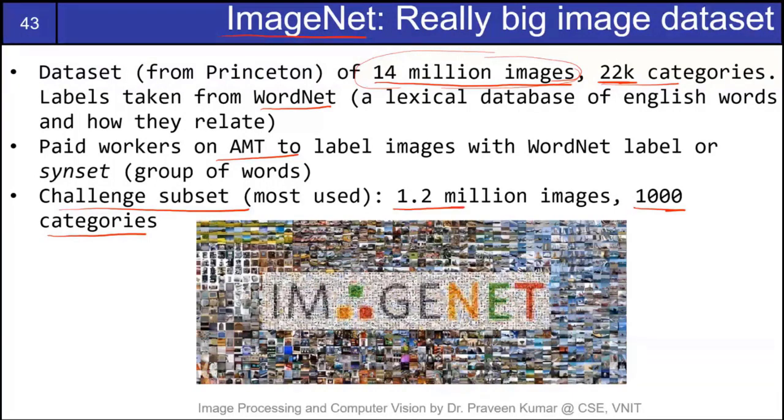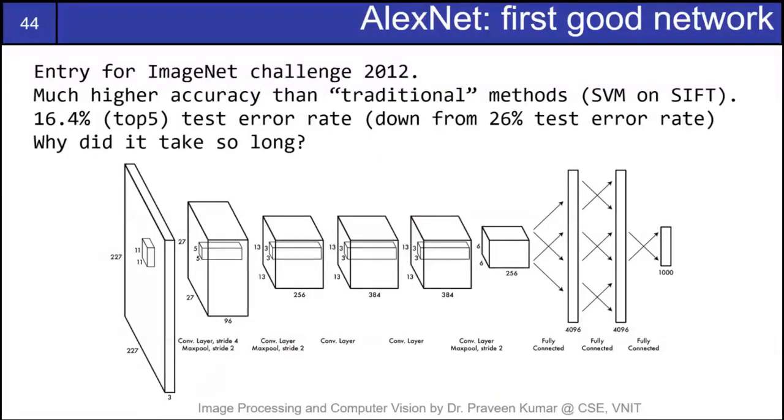On this data set, this yearly challenge was done, and people would come and the winner would be found out. As said earlier, most of the earlier methods, which were using SVM and some handcrafted features, had accuracy bordering around 50 to 60% maximum. But AlexNet, which was the first CNN-based architecture, came out in the 2012 competition.